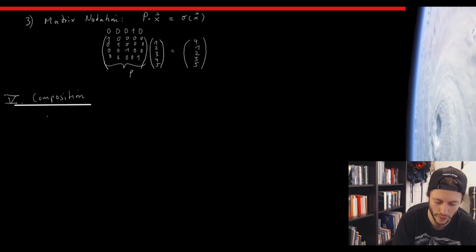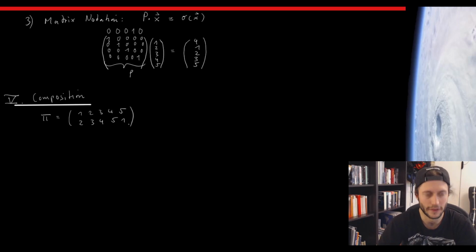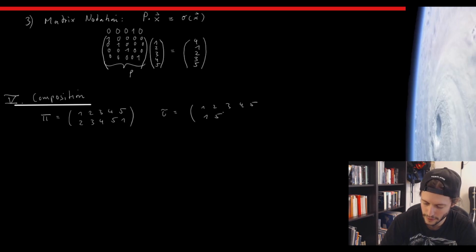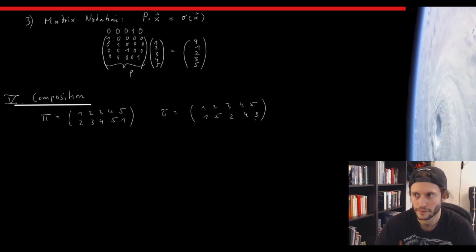So let's introduce 2 permutations. Let's call one permutation pi, which does the following: 1, 2, 3, 4, 5 in Cauchy notation, 2, 3, 4, 5, 1. And the second one, tau, which is acting like 1, 5, 2, 4, 3. They both act on the same set A with the elements 1 through 5.